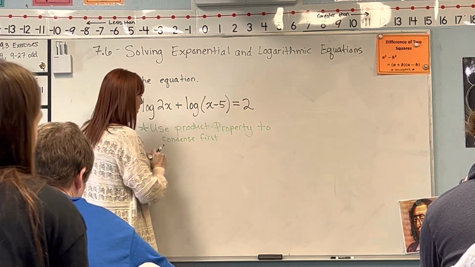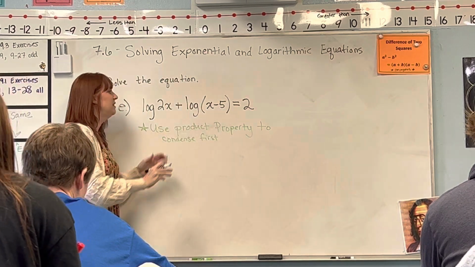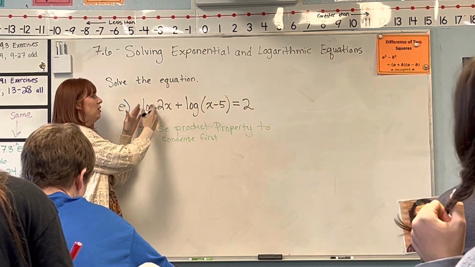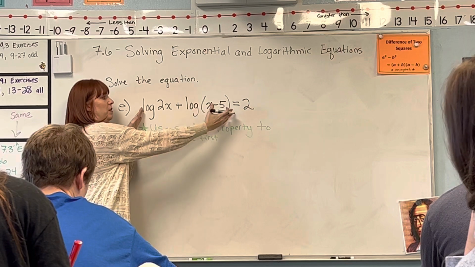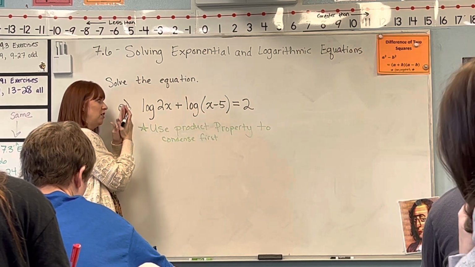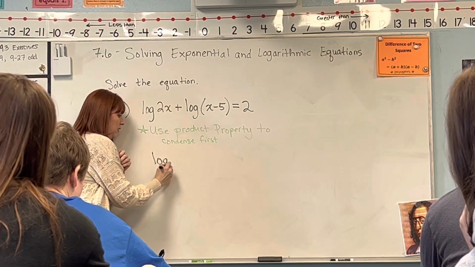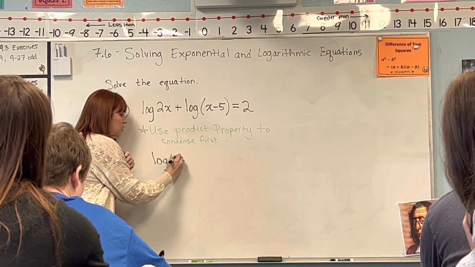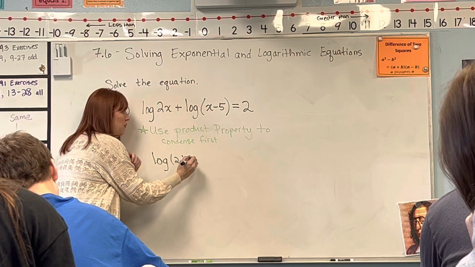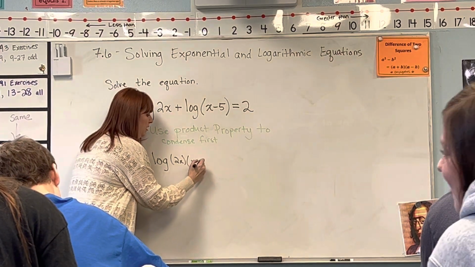So the product property says if we've got log of something plus log of something else, you can smush them together to be the log of 2x times x minus 5.